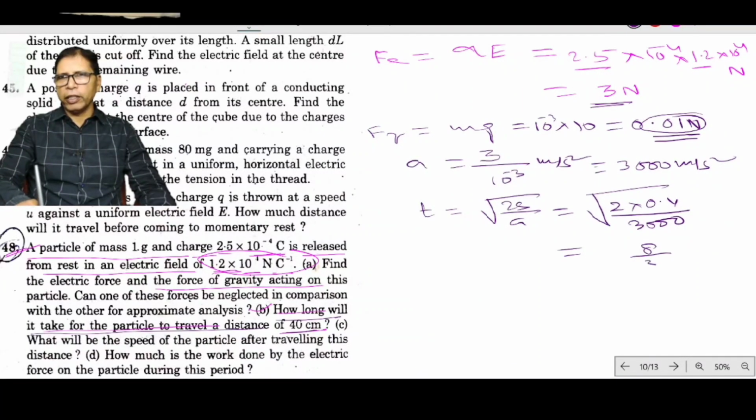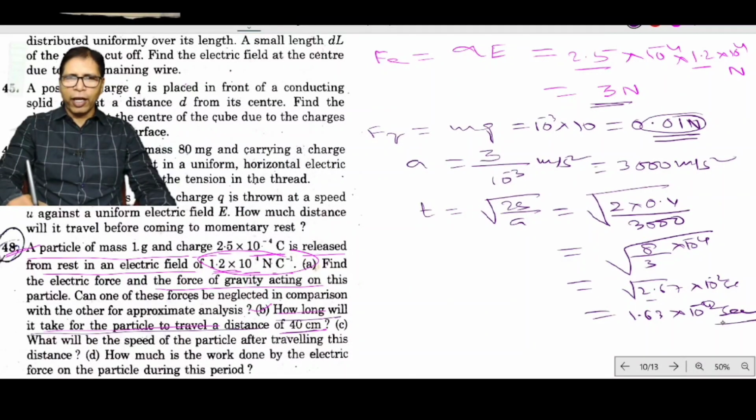This is 8 by 3 × 10^-4. Okay. So look at this. This is 2.67 × 10^-2 second. Now 2.67, it is almost 1.63 × 10^-2 second. Okay, understood?